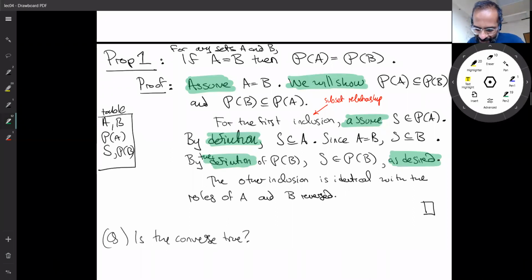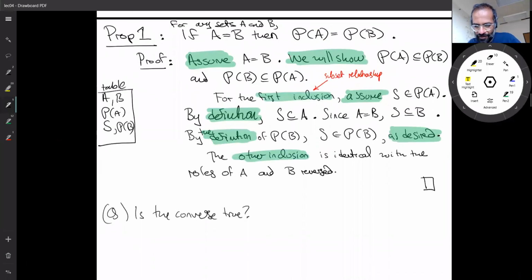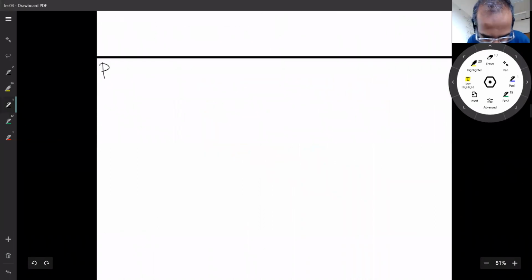And then, okay, I guess I'm showing the first inclusion and the second inclusion. So these are the keywords that make it very clear what the logical structure of the proof is. But okay, now on to this interesting question. Is the converse true? The converse is the other implication, right? So let's call that proposition 2.